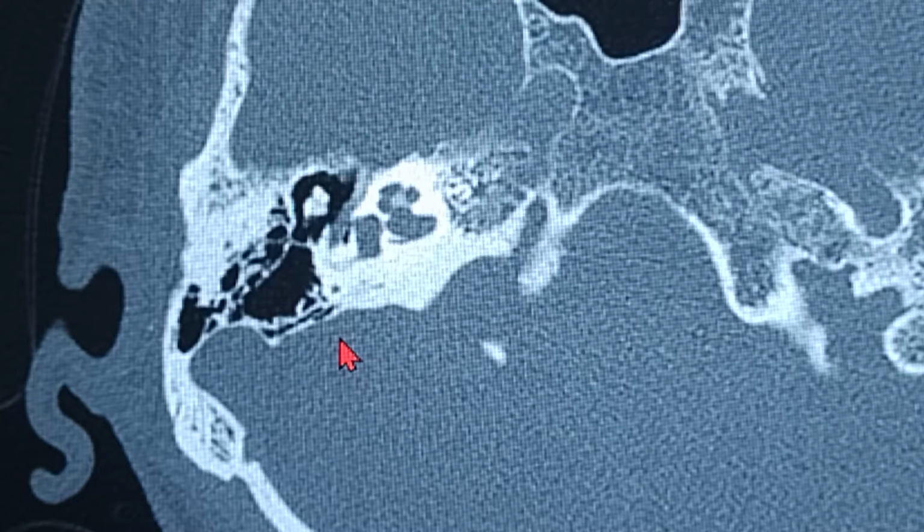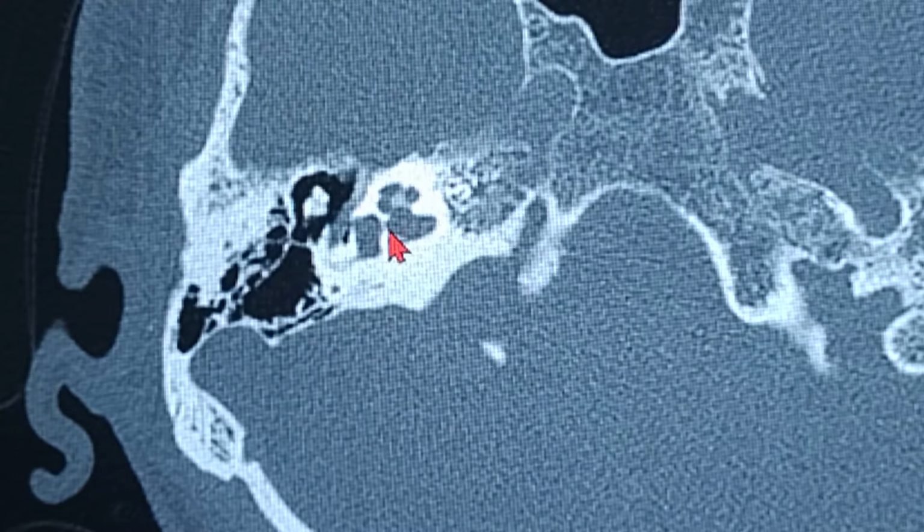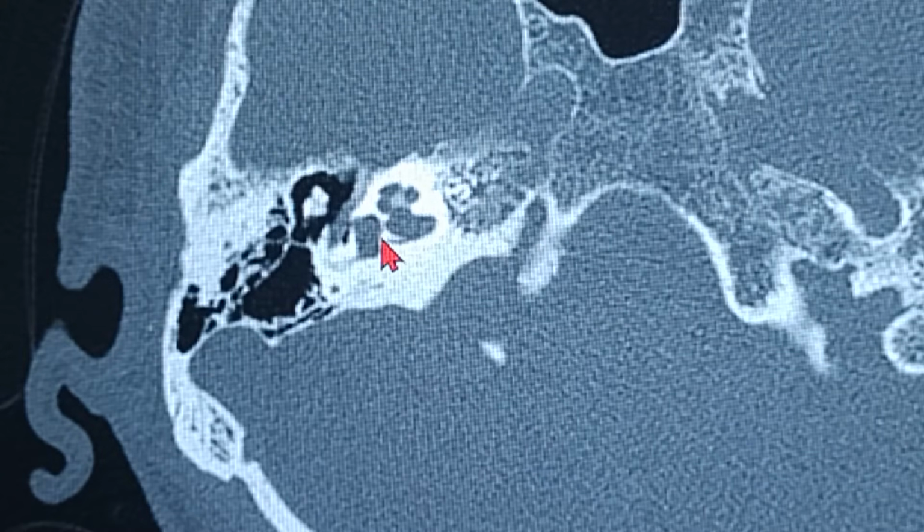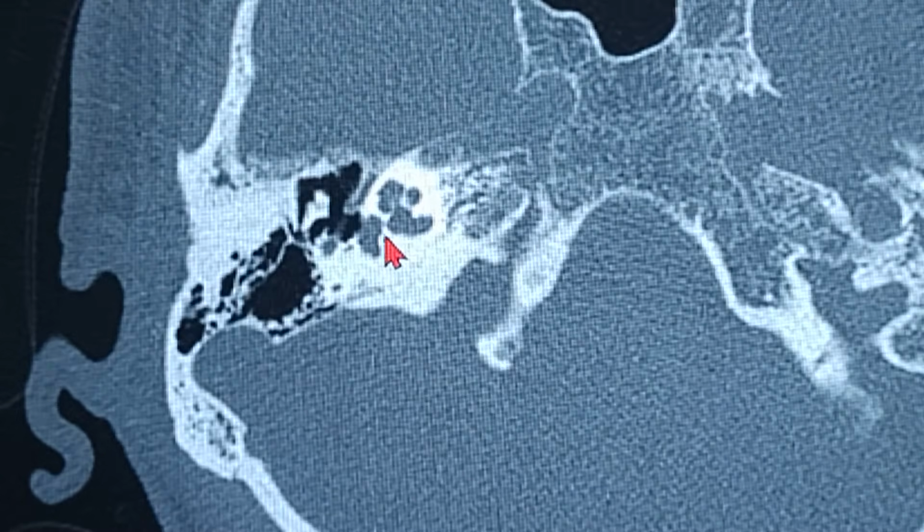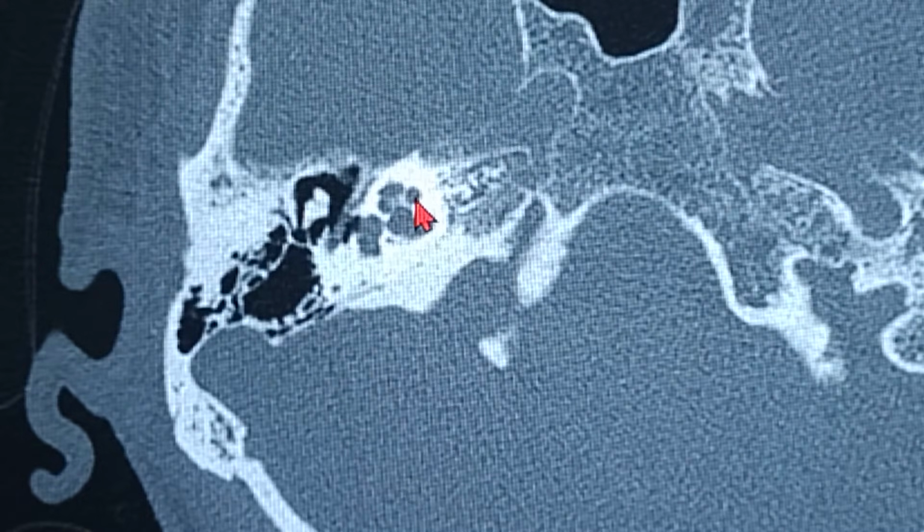and exits from the stylomastoid foramen. Okay, so this was the basic anatomy of the cochlea, the turns of the cochlea, the cochlear aperture, the cochlear nerve, the IAC. You can see the exit over here. This is for the vestibular nerve, the superior and the inferior vestibular nerves, the vestibule over here. So this is basically the IAC, the cochlea and the vestibule.